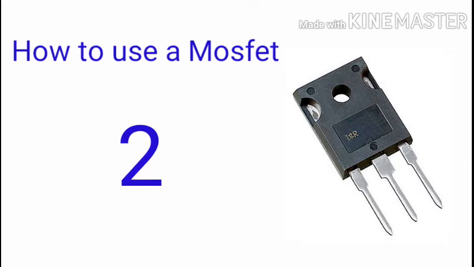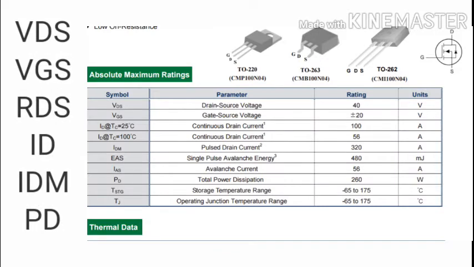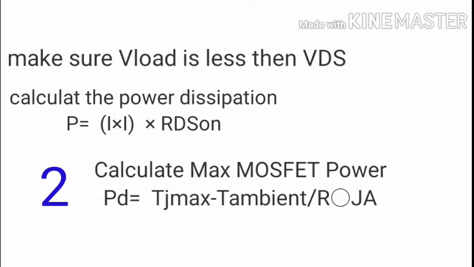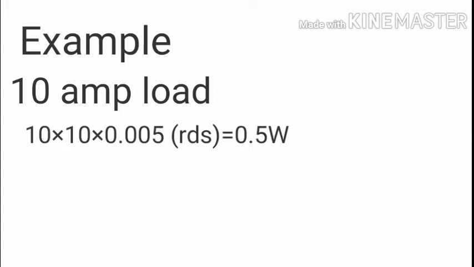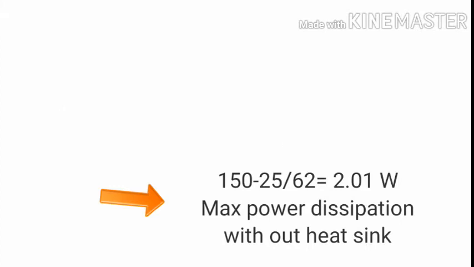To use a MOSFET, go to the datasheet and search for these values first. These values are important for the next formulas. That's an example with a 10 amp load. If this formula result is bigger than this one, use a heatsink.